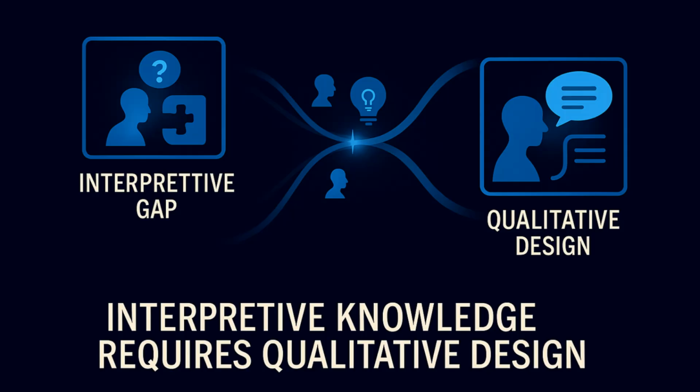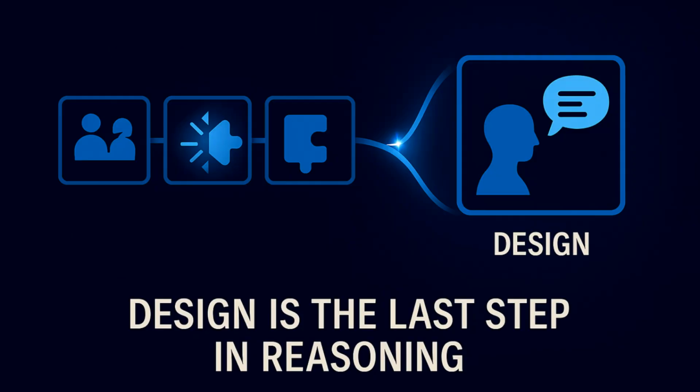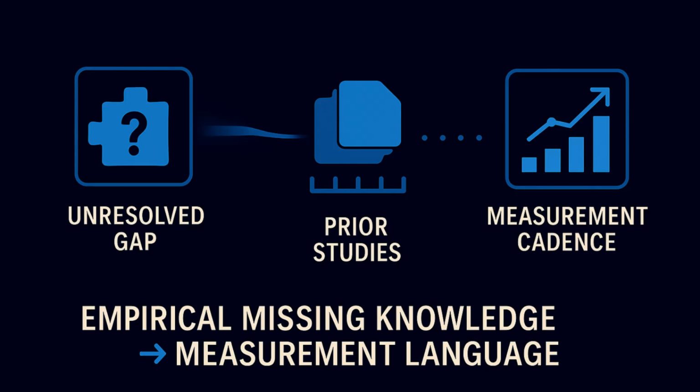In such a case, the argument naturally moves toward the need for interpretive knowledge, concluding that a qualitative design is required because it provides access to the perspectives, meanings, and internal processes that define the phenomenon. The design appears not as a methodological announcement, but as the final step in a chain of reasoning. When the missing knowledge is empirical, the language adopts the cadence of measurement.